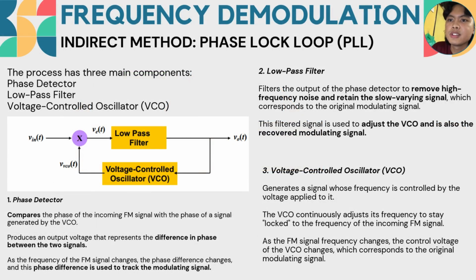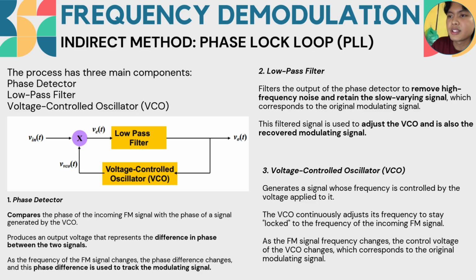The process has three main components, which are the phase detector, low-pass filter, and the voltage-controlled oscillator, VCO. For the first stage, the phase detector, it compares the phase of the incoming FM signal with the phase of a signal generated by the VCO. It produces an output voltage that represents the difference in phase between the two signals. As the frequency of the FM signal changes, the phase difference changes, and this phase difference is used to track the modulating signal.